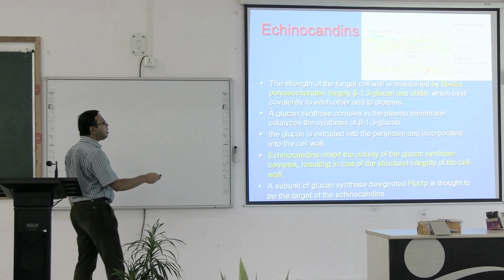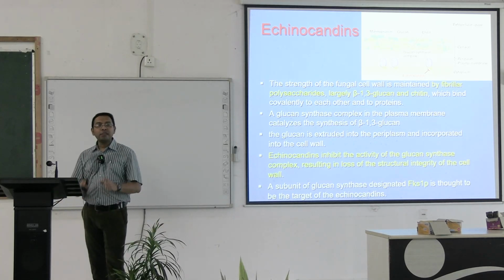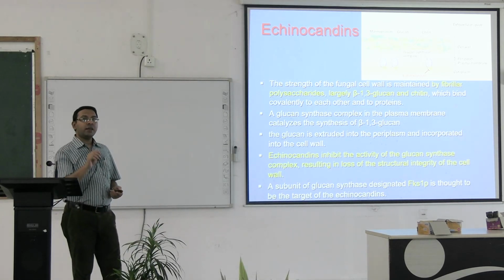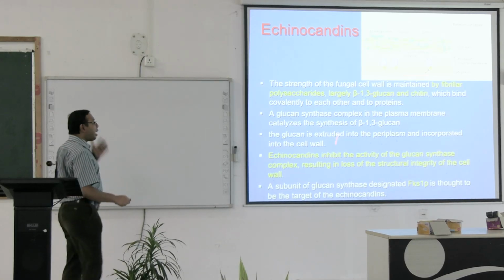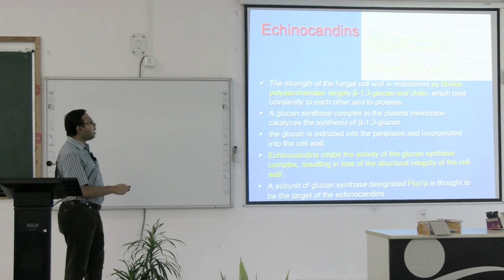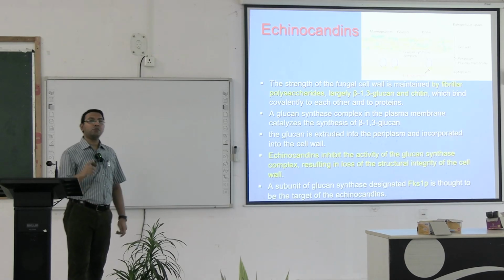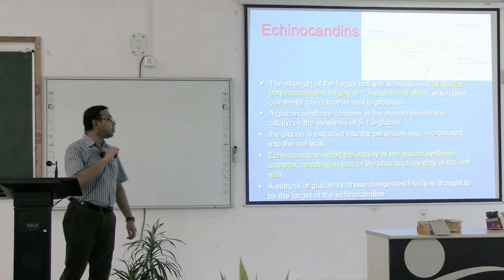There is a glucan synthase complex in the plasma membrane that synthesizes the beta-1,3 glucan. Echinocandins mainly attach to this glucan synthase complex, and ultimately there will be loss of the structural integrity of the cell because this beta-1,3 glucan will not be synthesized.